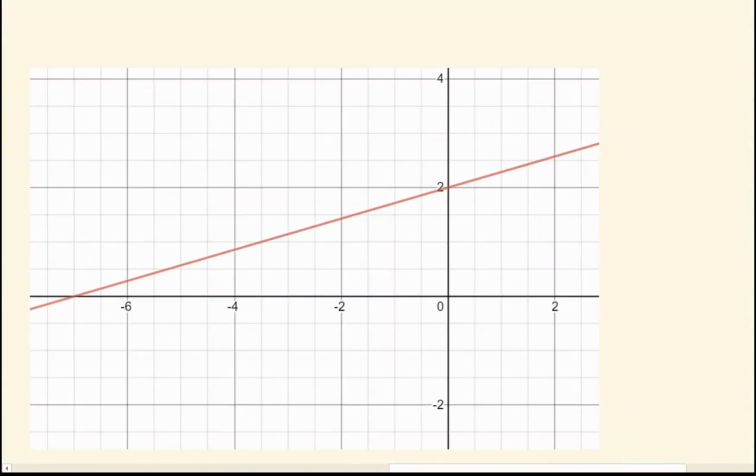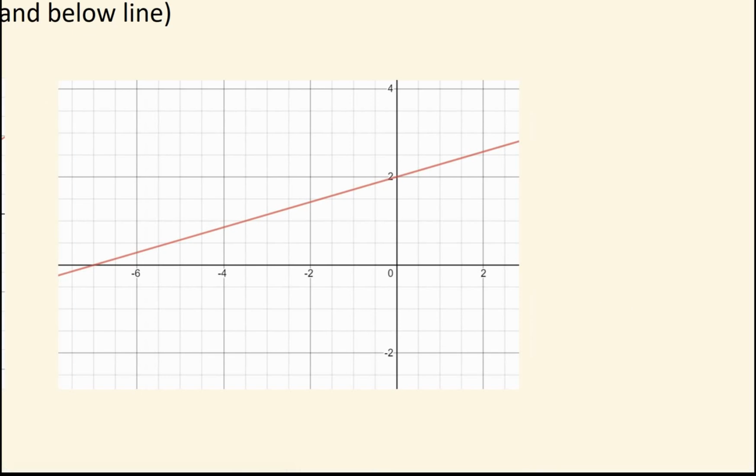Okay, last example. We should be fine with this now. We start with the form ax plus by equals c. My numbers are 2 and 7, or 2 and minus 7, but I pretend it's 2 and 7. Times them together, that gives me a c of 14.